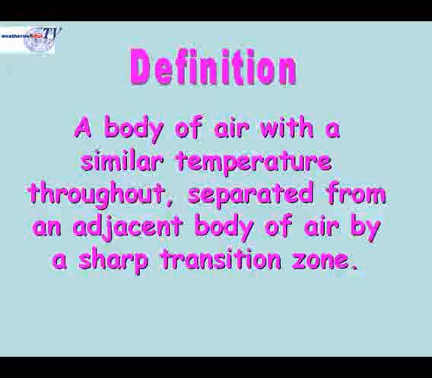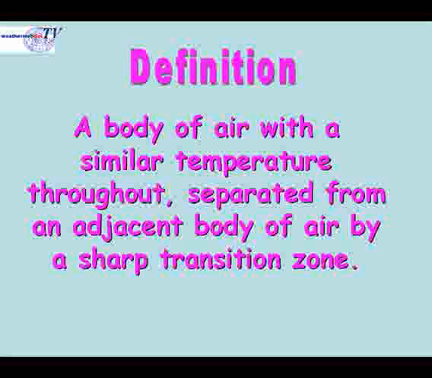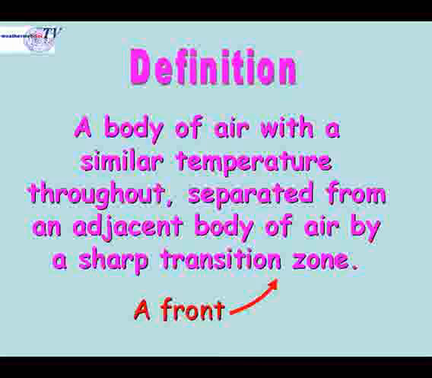An air mass is a body of air with a similar temperature throughout, separated from an adjacent body of air by a sharp transition zone. Yes, quite a mouthful, isn't it? But I can simplify that for you because that sharp transition zone is known as a front. So basically all the front is doing is showing you the boundary between two differing air masses.